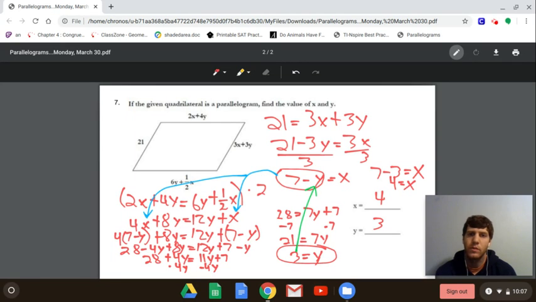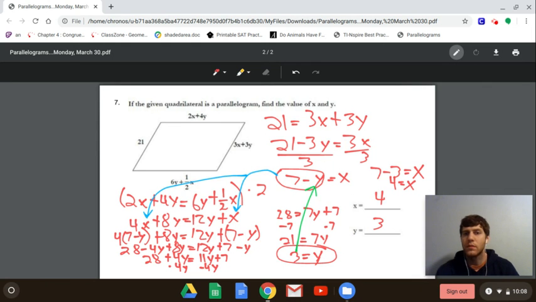Okay, so we set our opposite sides equal to each other because it's a parallelogram. And then we had 2 variables and 2 separate equations, so we used substitution. I solve for x in the first equation. You subtract 3y on both sides, then divide both sides by 3. And you're left with 7 minus y equals x. And then you substitute that into the other equation. Solve for y, plug it back in, and find x.